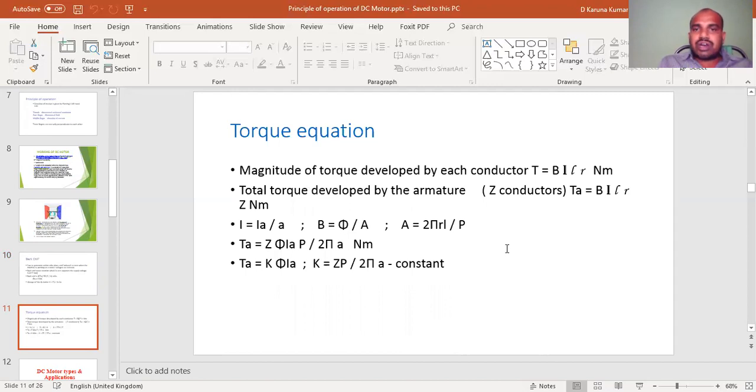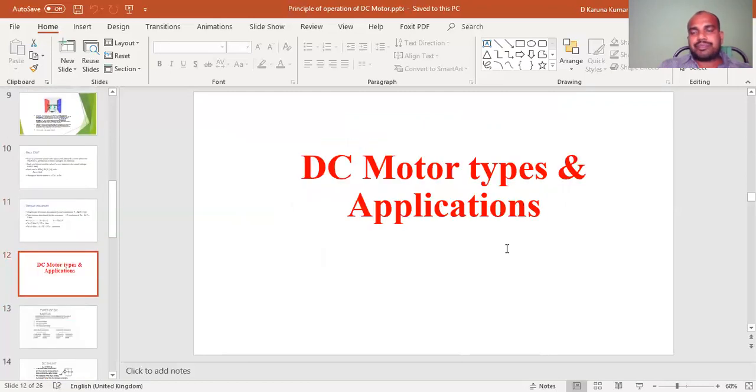The magnitude of torque developed by each conductor is T equals B into I into L. The torque developed by the armature is Ta equals B into I into L into Z. In total, the armature torque developed in a motor is Ta equals K into phi Ia, where K is a constant, K equals ZP by 2 pi A.